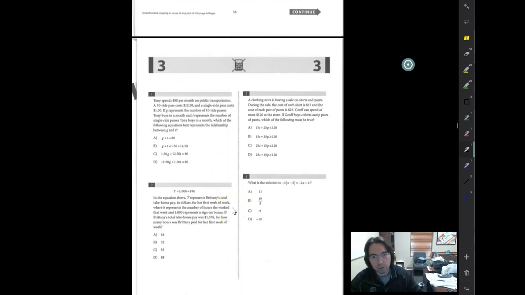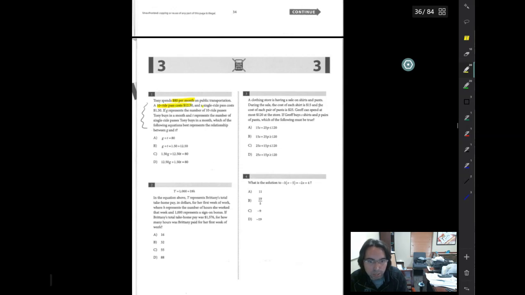We can see that what we have here is a linear equation developing question. We've got a word problem, and we're developing a representation of that. Tony spends $80 per month on public transportation. That $80 per month represents our total value, because that's the amount of money he spends for a particular month. A 10 ride pass costs $12.50.